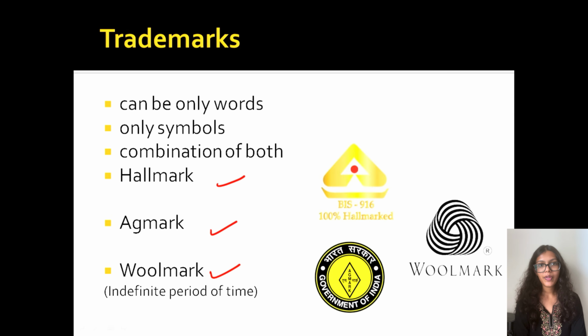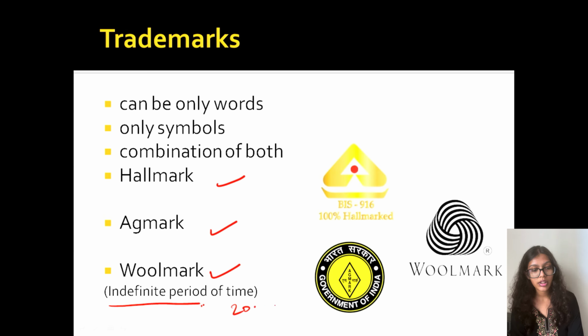Now, the difference between a trademark and other intellectual property is that trademarks can be given for an indefinite period of time, unlike patents, which have to be renewed every 20 years, or copyright that have to be renewed for the author's lifetime plus 60 years.